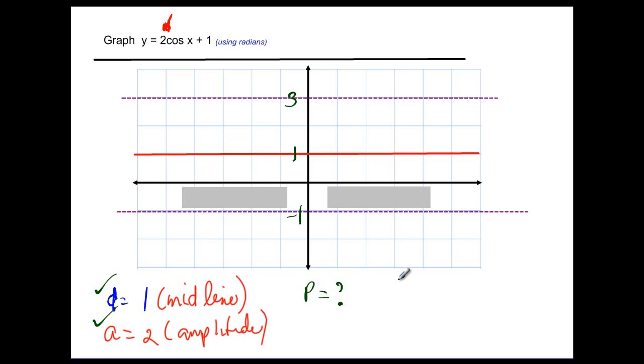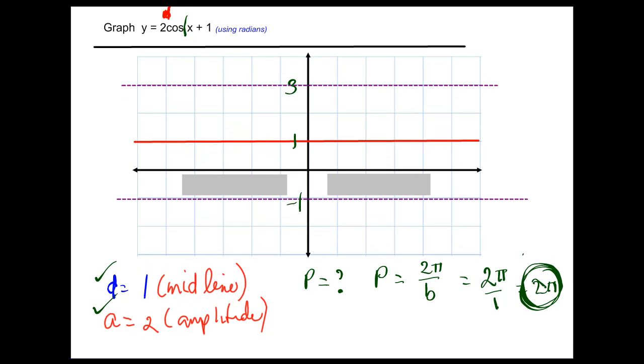Now the period in this case is found by taking 2 pi, which is radians, divided by our b, or some textbooks call this the k value, and that's the value in front of x. Right now it has a value of 1. So the period in our case is 2 pi divided by 1, or just simply 2 pi. Now this tells us that our sketch is going to repeat itself every 2 pi, or 360 degrees.